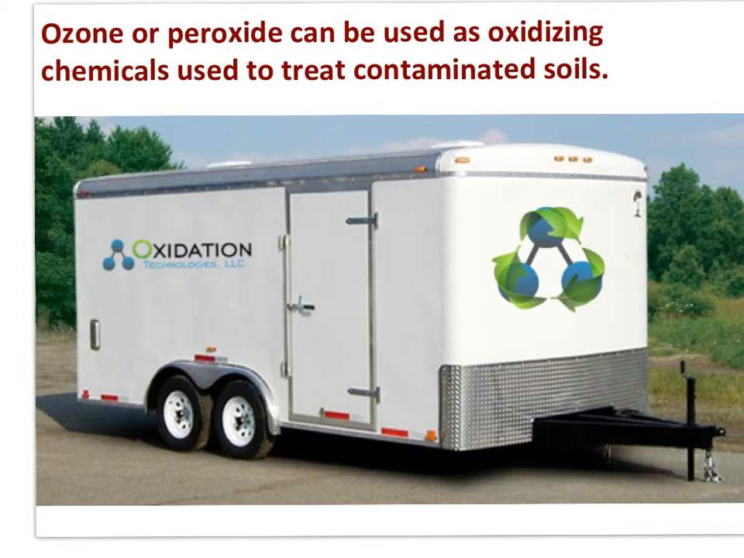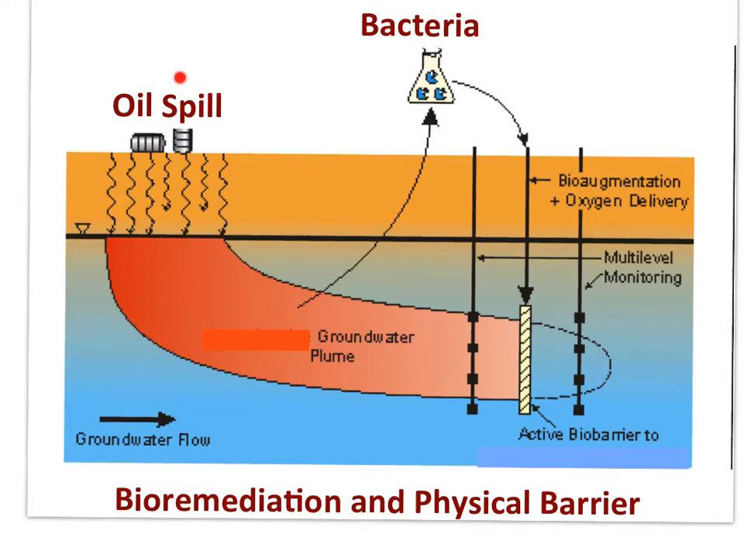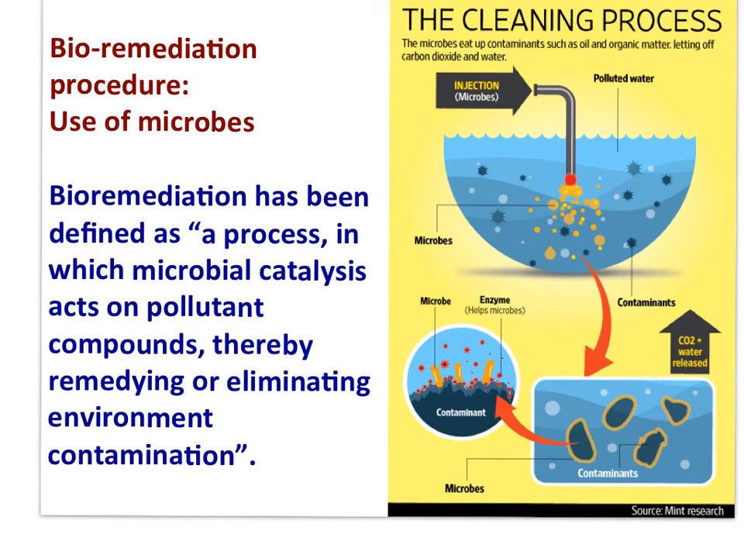Other chemical procedures involve the use of ozone or peroxide as oxidizing chemicals that are used to treat contaminated soils. In this diagram, you can see an oil spill here, and the pollutant is moving with groundwater flow. Bacteria are used for bioremediation. The bacteria are inserted here, serving as a biobarrier, preventing the continued flow of the pollutant underground. The injection of microbes into the polluted area allows the microbes to metabolize the pollutant.